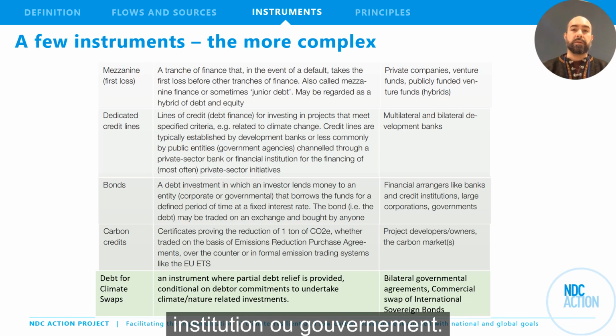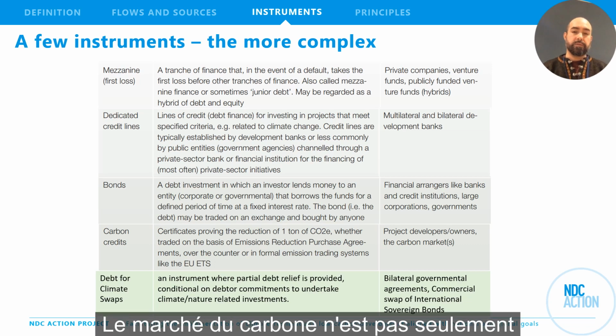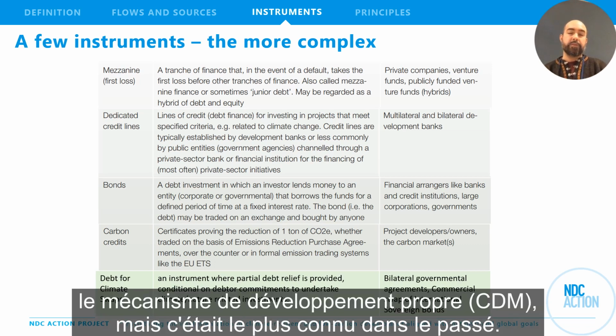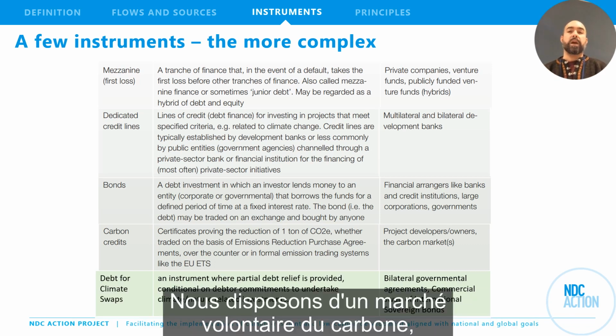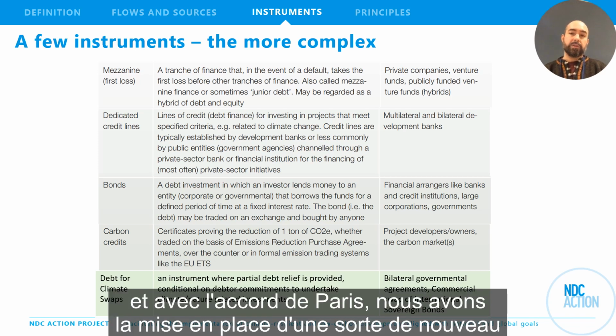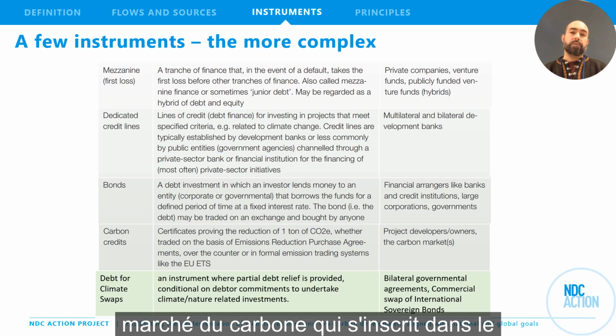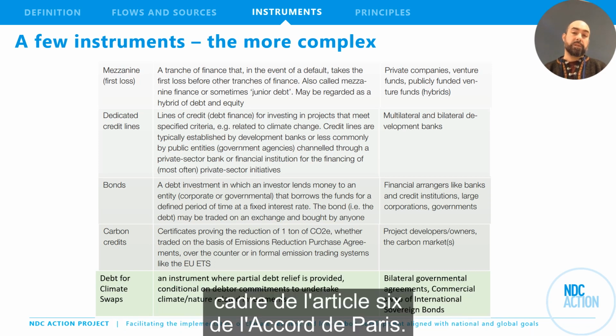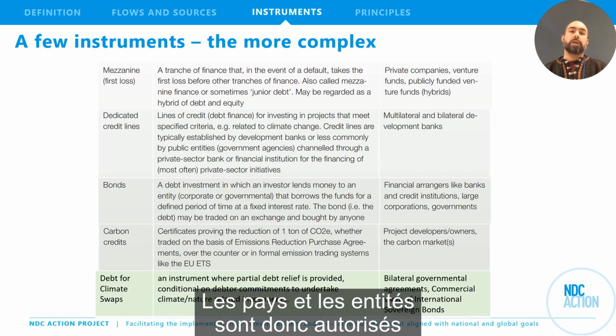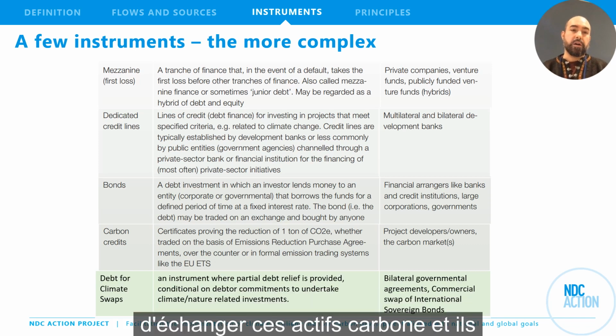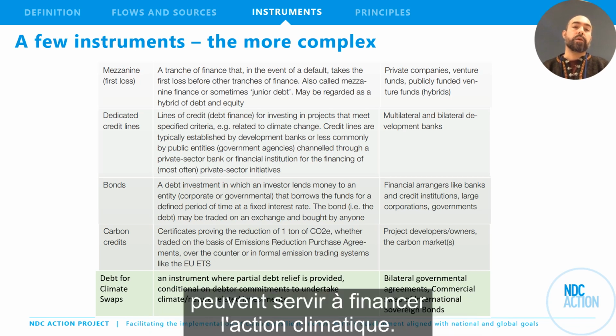And this sort of carbon market is not only the clean development mechanism, but this was the most known one in the past. We have a voluntary carbon market, and with the Paris Agreement, we have the establishment of a sort of new carbon market that goes under Article 6 of the Paris Agreement. So countries and entities are allowed to trade in these carbon assets, and they can go towards financing climate action.